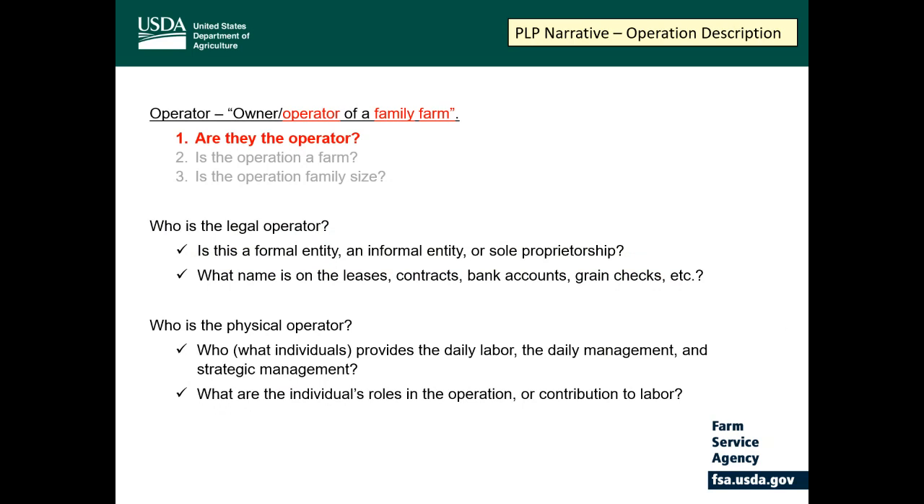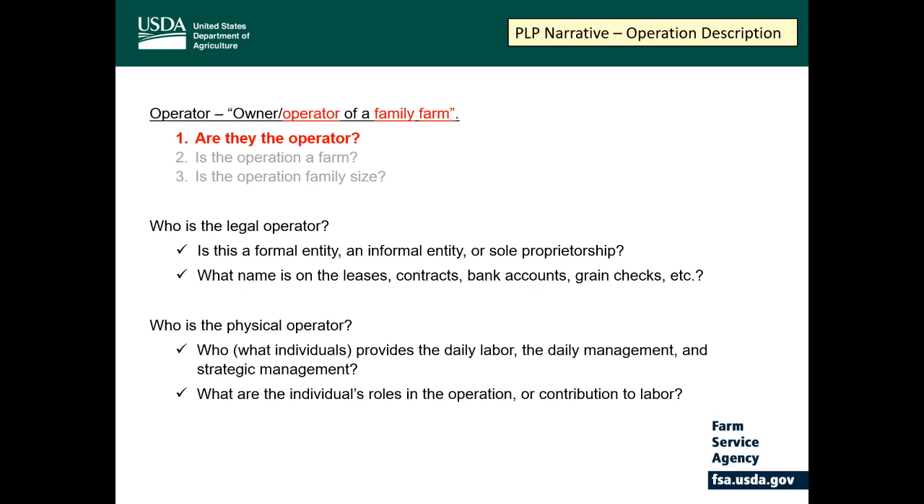So, digging a little deeper, one of our eligibility things that we have to sign off and certify to is that they are the operator of a family farm. And there's a lot of stuff that's worked into that phrase. Really, we have to answer these three questions toward the top of the screen there. And we're relying pretty much 100% on your description of the operation.